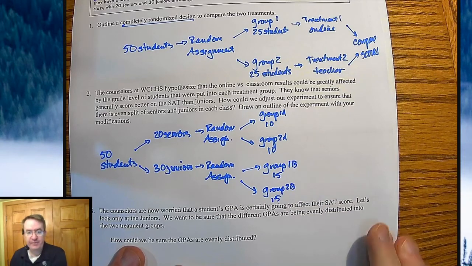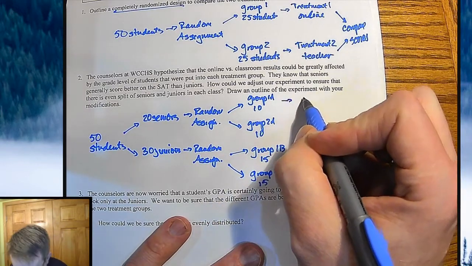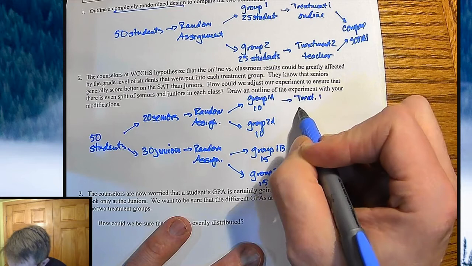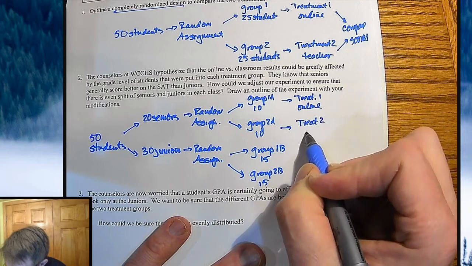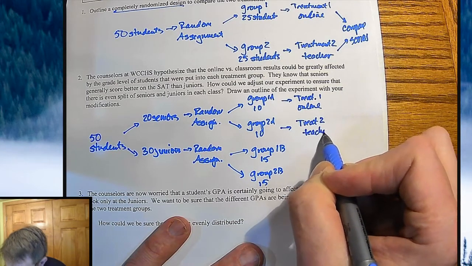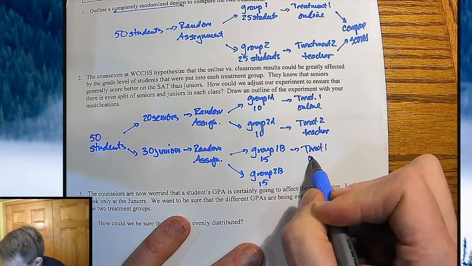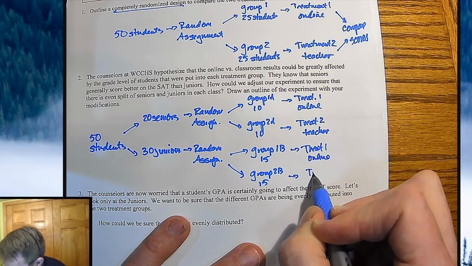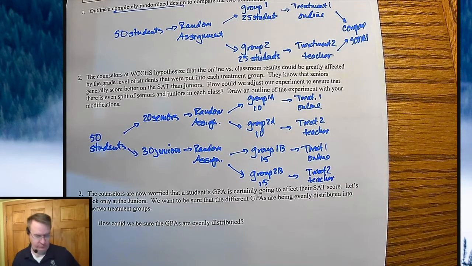All right. And then you're going to go through the treatment. So these people are going to do treatment 1 online. This is going to be treatment 2, and that's going to be teacher. And then treatment 1 online. Do you have to write all this out? Absolutely. You have to leave no doubt to the person reading your test that you know what you're talking about.